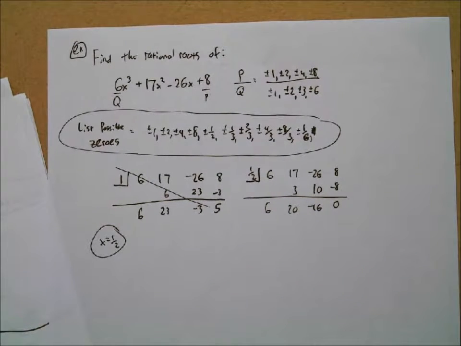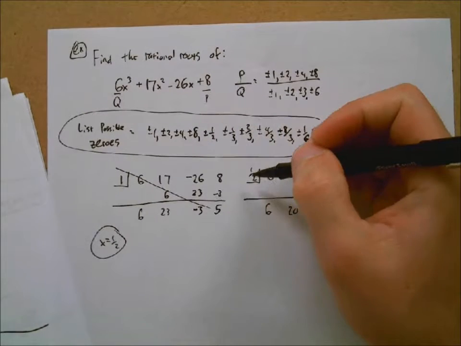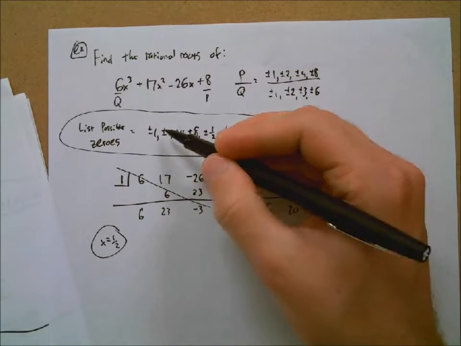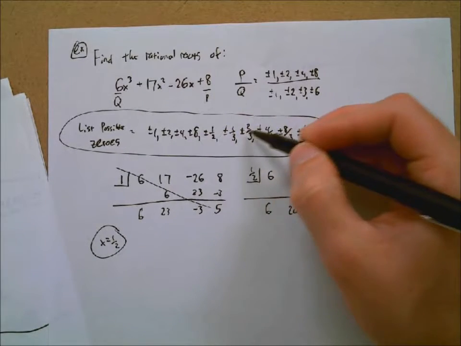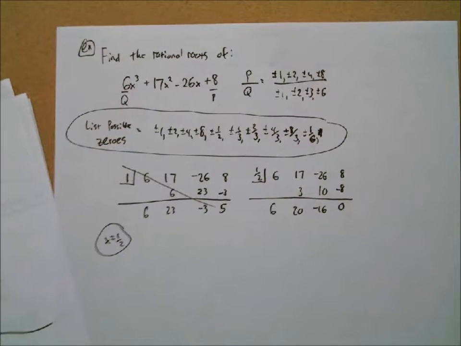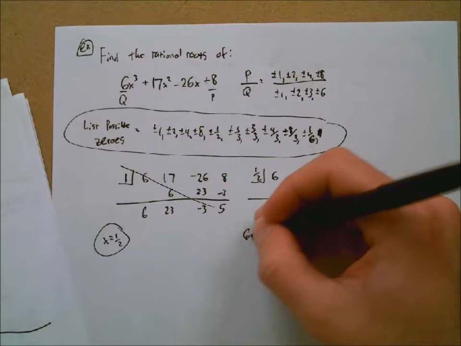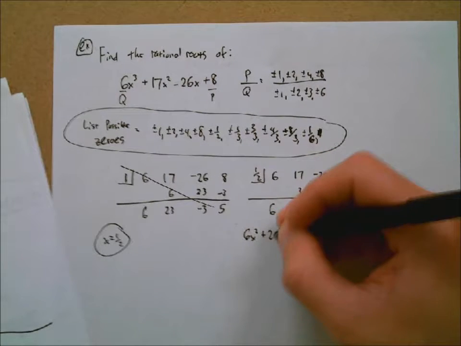So at this point, if we want to find any more zeros, should we keep guessing? I already checked 1 and 1/2, so I could try negative 1, I could try negative 1/2, I could try plus or minus 2, 4, 8, 1/3, 2/3, 4/3, 8/3, 1/6. Do I need to keep guessing here? Why not? It's a quadratic now. That's right. We started with a cubic. It's down to a quadratic. So let's just see if we can factor this the old-fashioned way, since it's now just a quadratic.